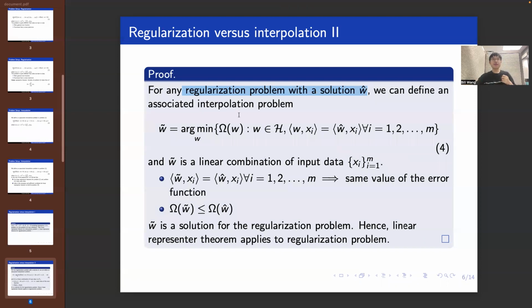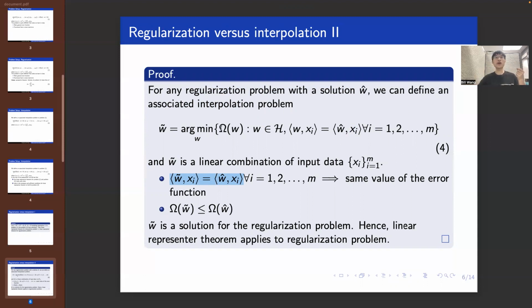And then we defined the associated interpolation problem, which has the solution W tilde. Remember that for the interpolation problem, we enforce that the inner product of the solution and the input data is equal to the inner product of the solution for the regularization problem and the input data. So this equality must hold, and when it holds, the error function values are also equal to each other for these two types of problems.